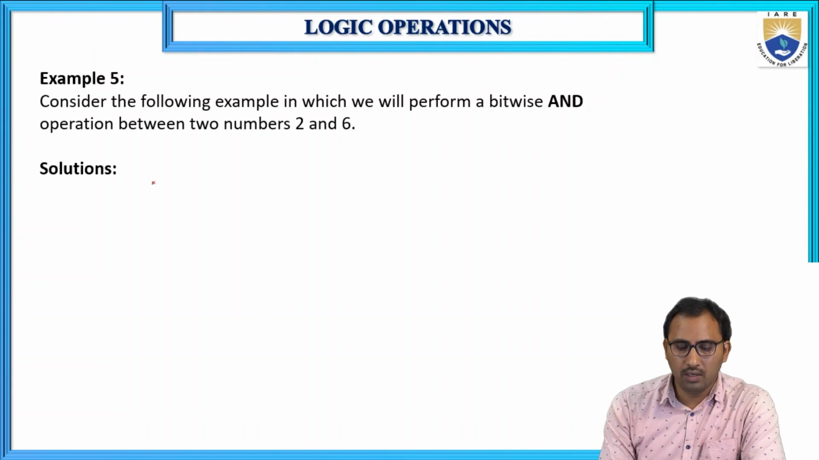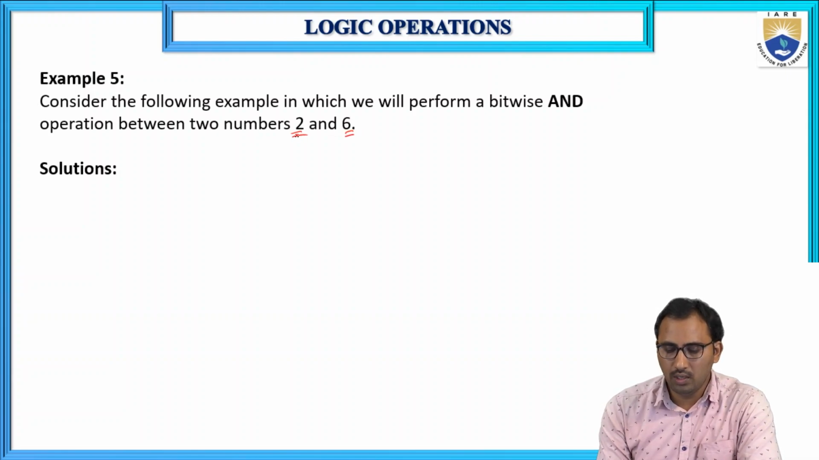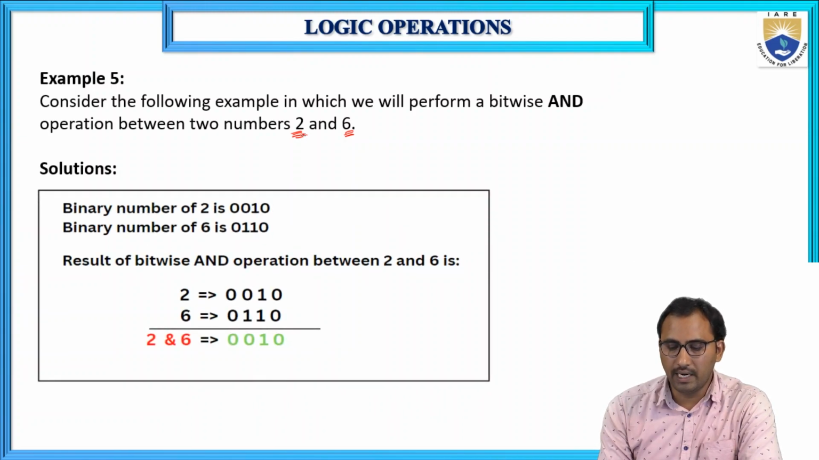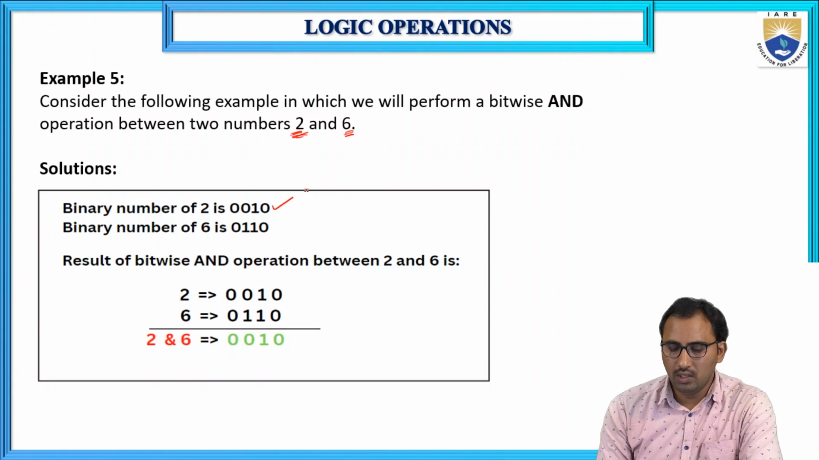Coming to the problem, consider the following example in which we will perform bitwise AND operation between the two numbers 2 and 6. First we have to take the binary equivalent of 2. What is the binary number of 2? 0010, since we are considering a 4-bit number. For 6, it is 0110. So these are the binary representations.